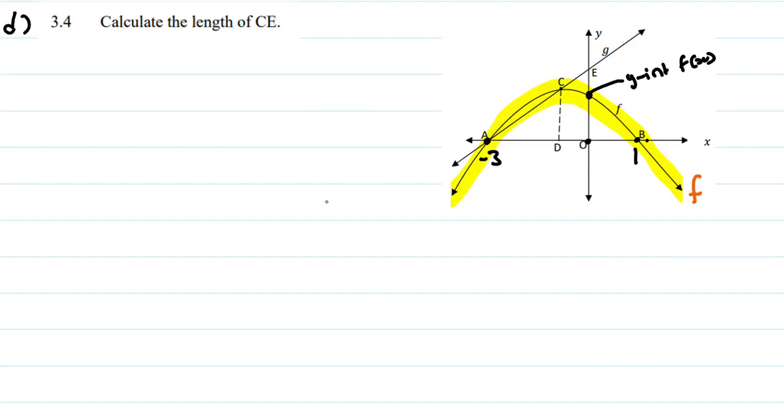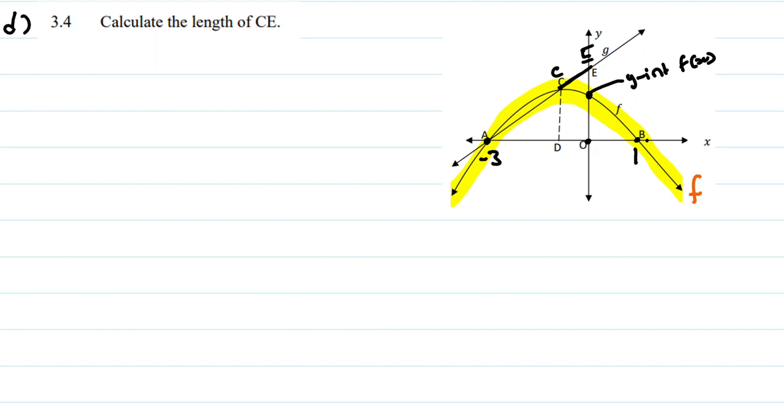Now, next question, we have to find the length of CE. So we're looking for that length over there, CE, that length. So we just have to look at what we have. So we have this graph, we have its equation, we also have its intercept, we also have the turning point over there. And when you look at the graph of G, which is a linear function, it goes through the point A and point C, which are the points that we have.